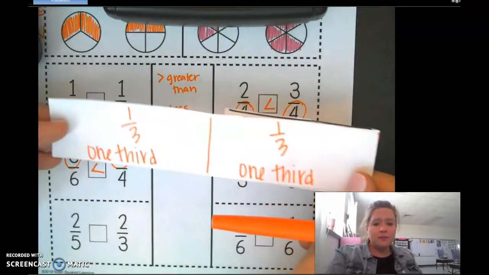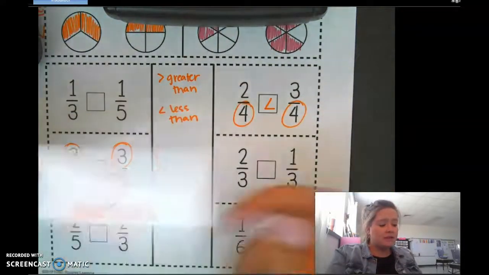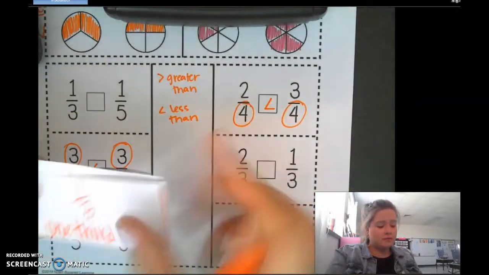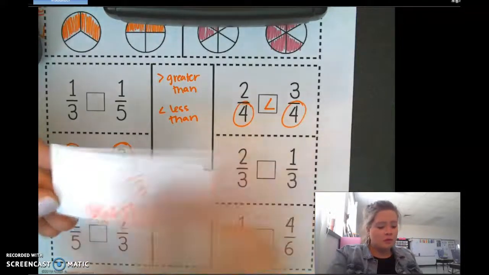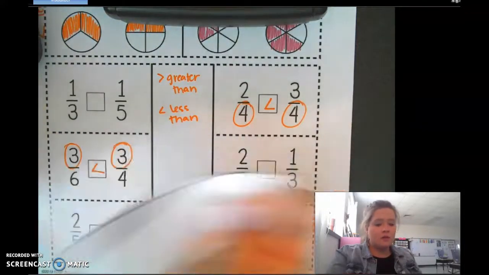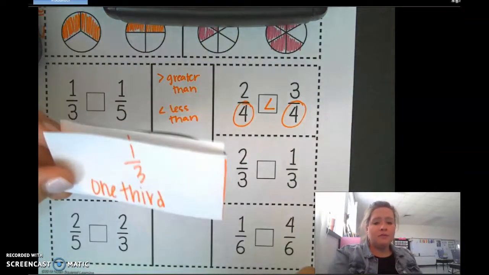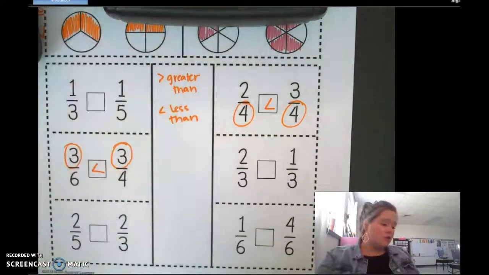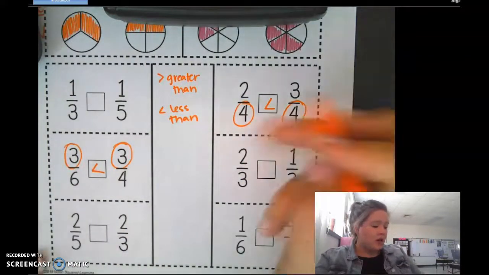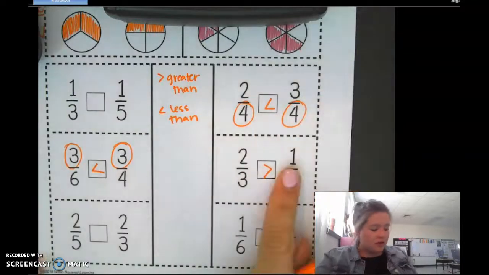2/3 is what to 1/3? 2/3, 1/3. 2/3 is greater than or less than? Great job. 2/3 is going to be greater than 1/3.